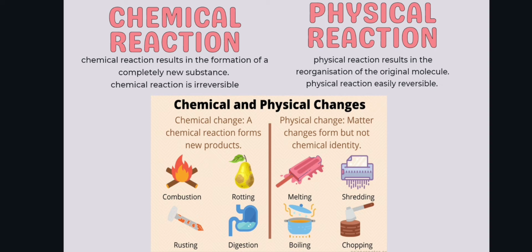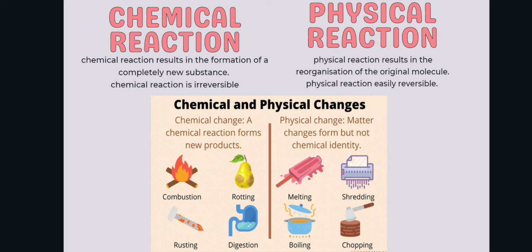Physical and chemical reactions are two important changes of states in reactions. They are often used terms in science. Before we go to the next slide, we have to understand the differences between physical reactions and chemical reactions. A chemical reaction results in the formation of a completely new substance. A chemical reaction is irreversible. A physical reaction results in the reorganization of the original molecule. A physical reaction is reversible.